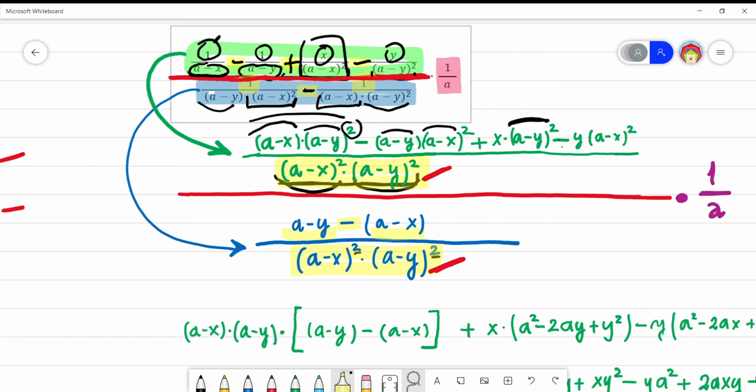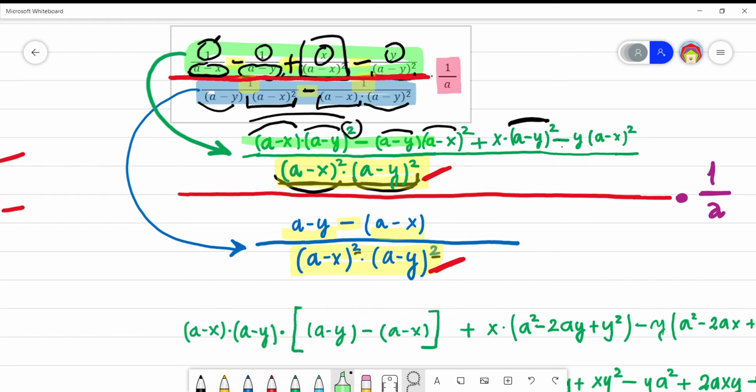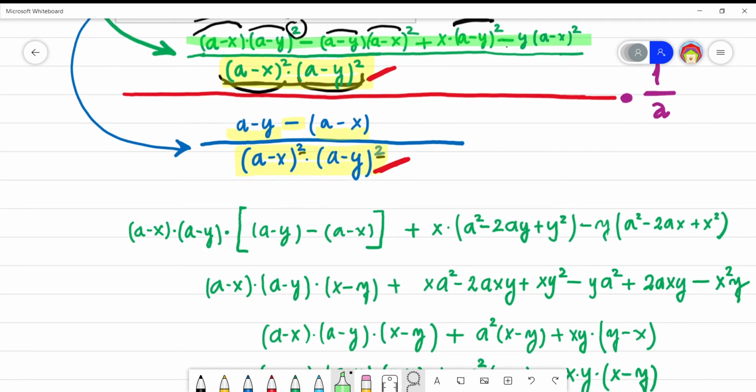What is the most horrible thing in here? In my opinion, the toughest of all is just this. We work it. So this is in here. Let's take it slowly. So a minus x and a minus y twice. And in here again, a minus y and a minus x twice.